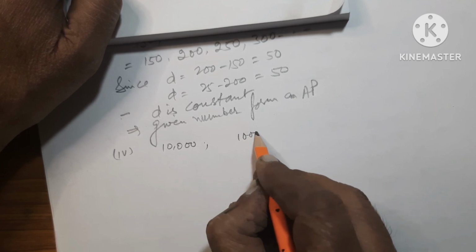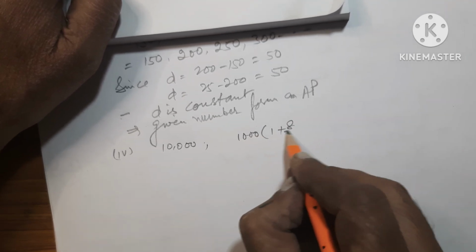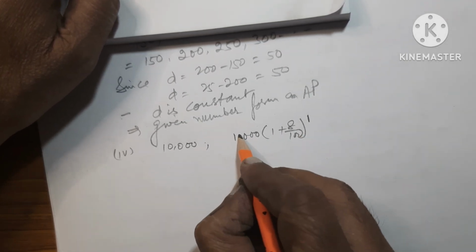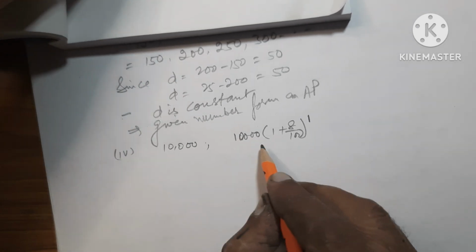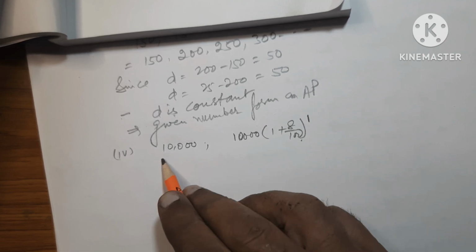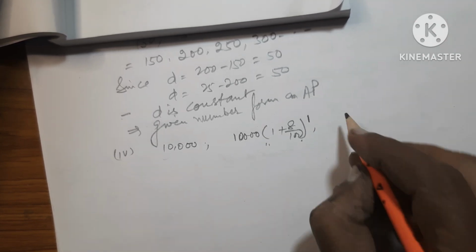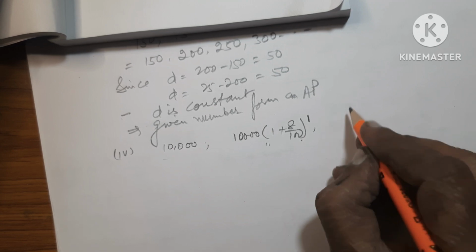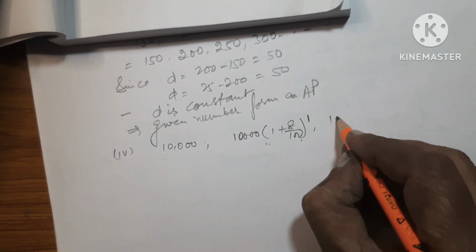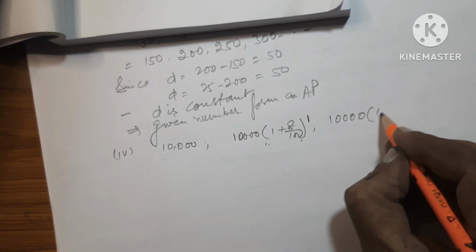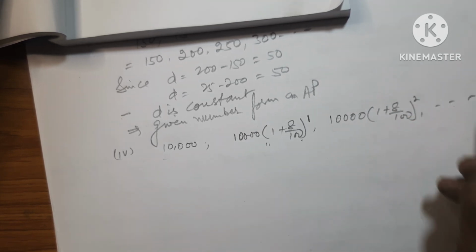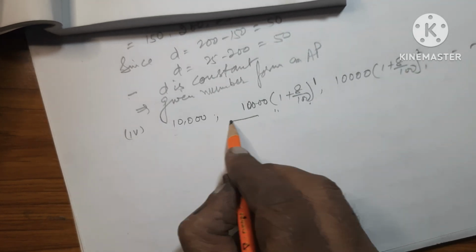Second term will be 10,000 into 1 plus 8 over 100 to the power 1. This is the amount after 1 year. And in the second year you will get 10,000 into 1 plus 8 over 100 to the power 2, and so on. So the difference is not the same.